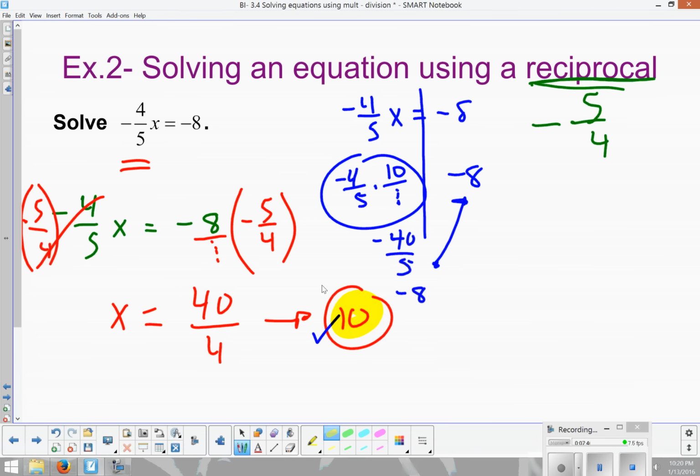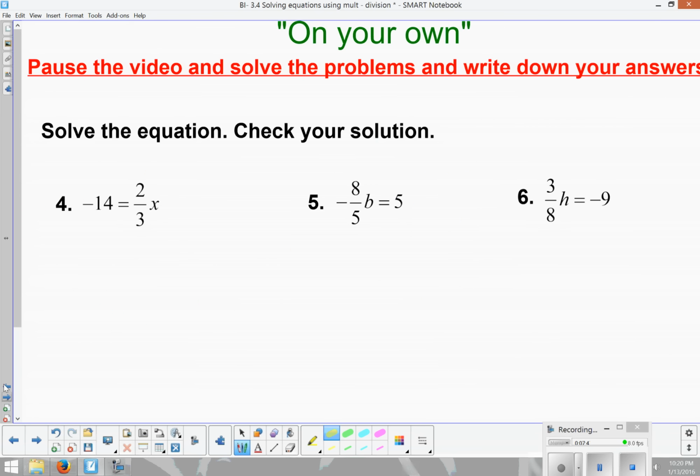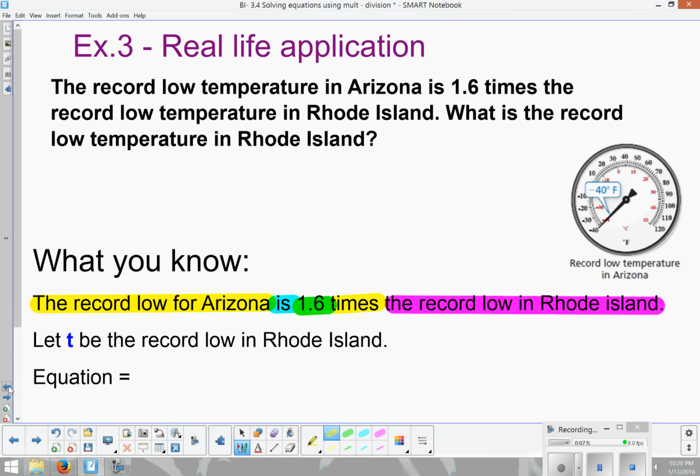Okay, so that was solving an equation using the reciprocal by reversing the fraction. So let's go ahead and have you do on your own problems 4, 5, and 6 on the same homework paper you just took out. Okay? All right. Example 3, our last example, a real life application.